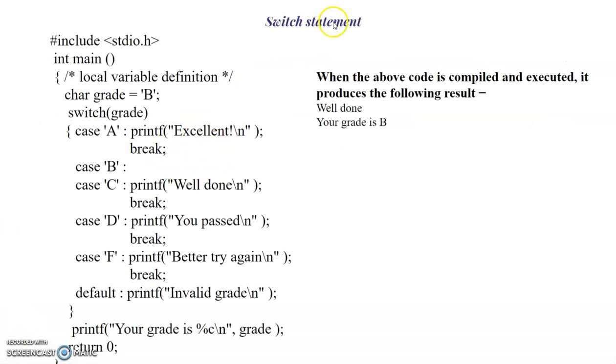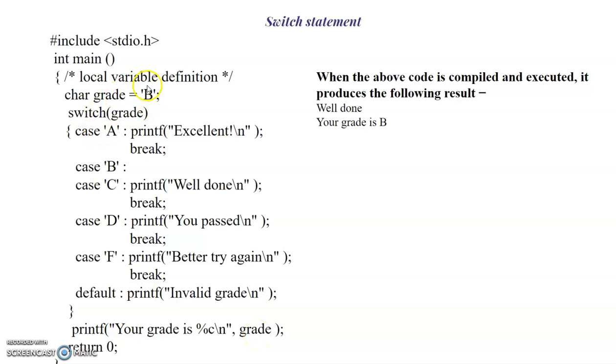Suppose one example for a switch statement. Suppose inside main, I have char grade equals, within single quotes, B. Then switch on grade. It means that the grade will be compared against the values A, B, C, D, F. If the grade value is equal to A, then it prints excellent, and since there is a break, it terminates this switch and prints your grade is A.